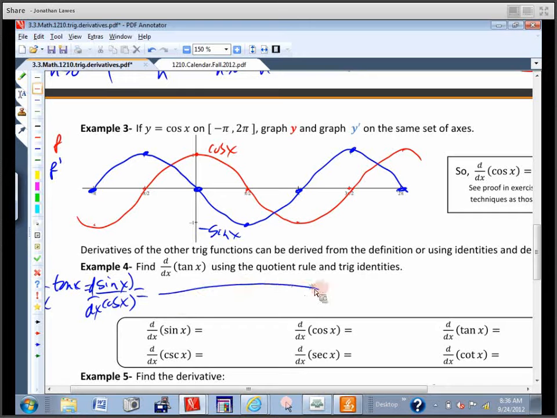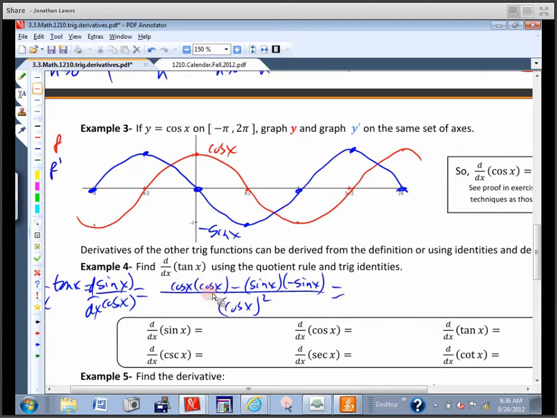And the quotient rule is bottom times the derivative of the top. So that's going to be cosine of x times the derivative of the top. Derivative of sine is cosine. Minus the top times the derivative of the bottom. So the top is sine of x. Derivative of the bottom is negative sine of x. And the bottom is cosine x quantity squared. So that is the quotient rule. We're done with calculus at this point. The rest of this is just simplification.